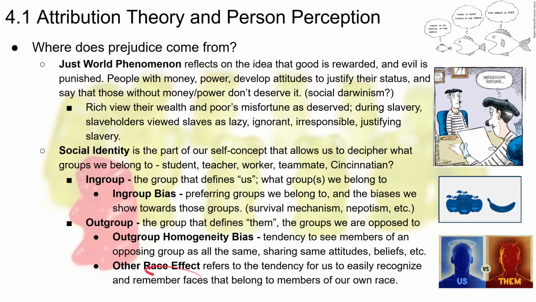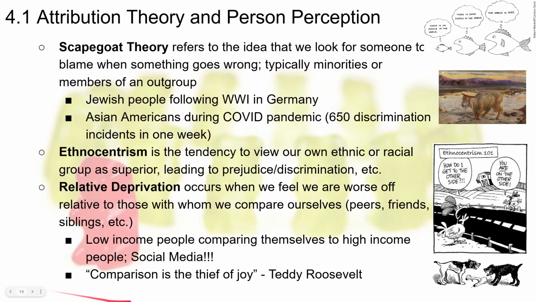Additionally, there's the other race effect. When we're talking about race, and this is usually scientifically proven, it's easier for us to identify differences in members of our own race versus other races. This can be physically or emotionally or personality-wise or whatever. But again, when you see other people as all one and the same, it's easier to come up with prejudicial statements and attitudes about other races and identities, which is another reason why we see discrimination and racism happen.